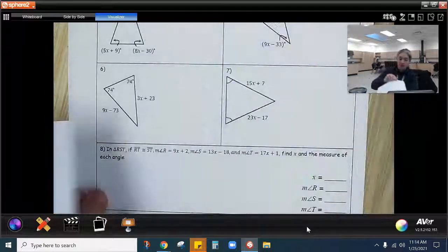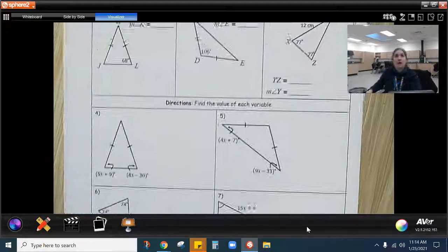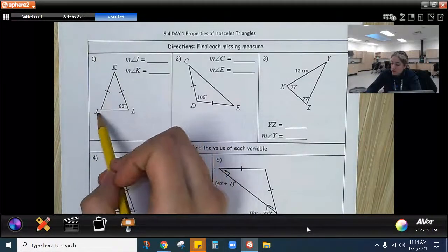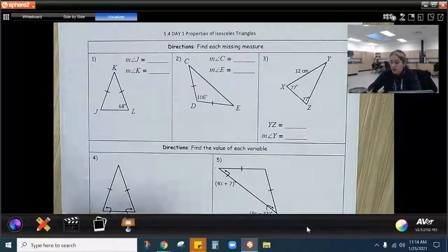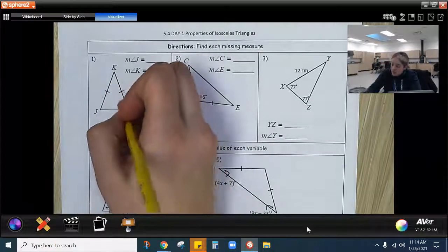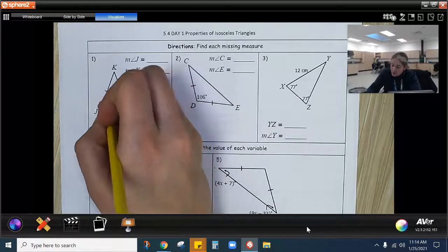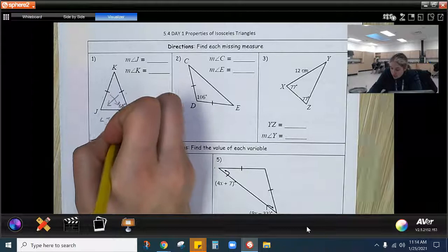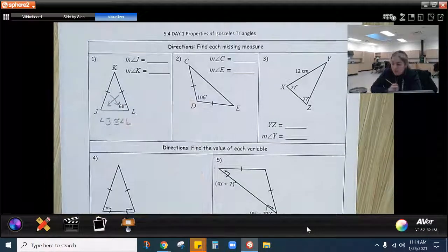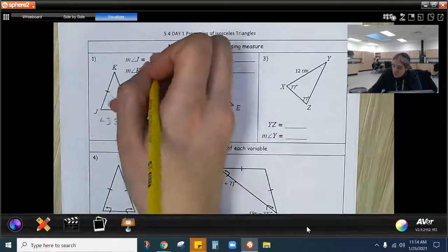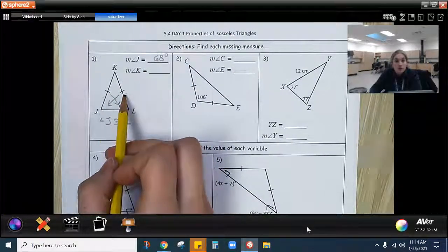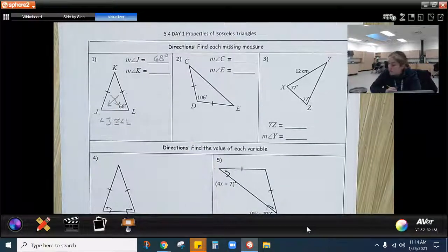So I'm going to move that to the side for a second, and we're going to look at how we can apply this. So we want to find each missing measure. We want to find the measure of angle J and the measure of angle K. We already know that the sides are congruent. Because of that, our opposite angles are congruent. So angle J is congruent to angle L, so angle J must be 68 degrees. And it's all because of the base angles theorem, right? We know our sides are congruent, therefore our angles will be congruent.